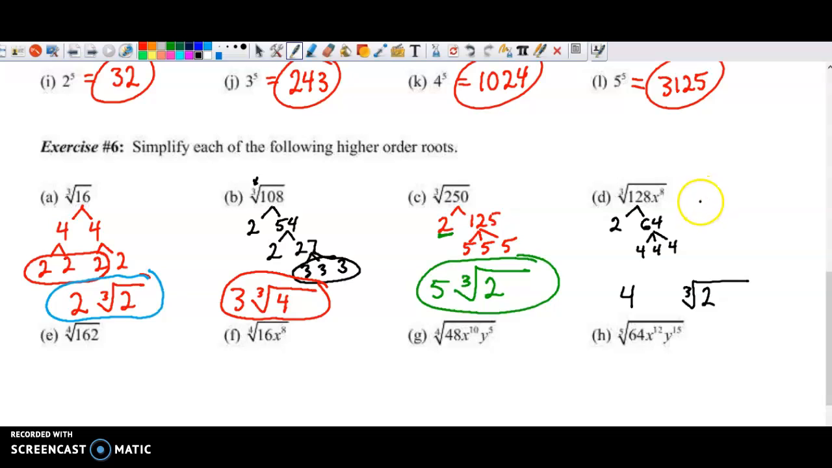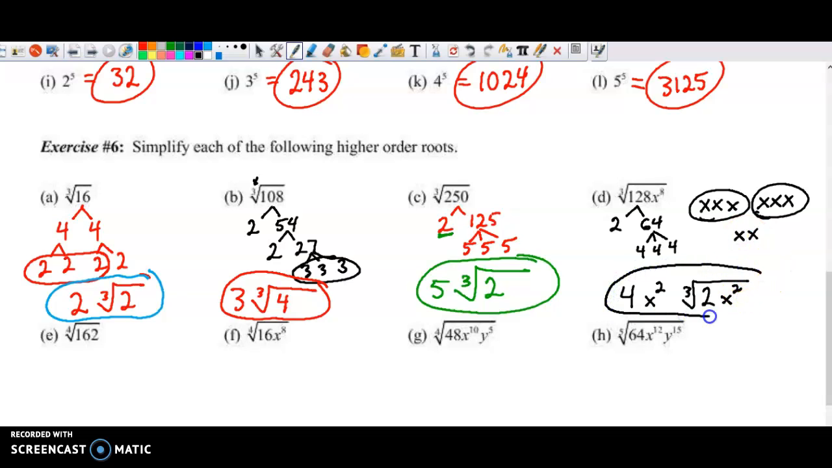Now, I also need to explain this with exponents, or with variables. Kind of ran out of space. But I have 8 x's. So there's 2 groups of 3. So I can put those together in front and make it x squared. And then the 2 that didn't have a group stay under the radical. And I go ahead and rewrite it that way.